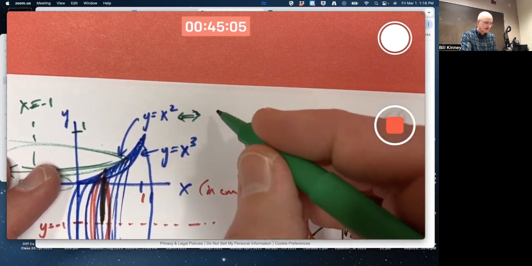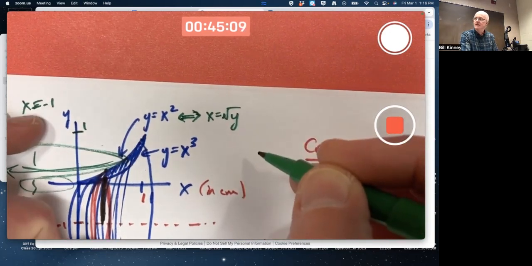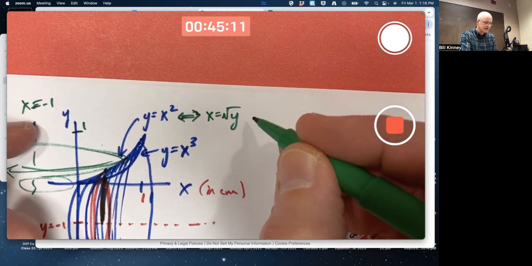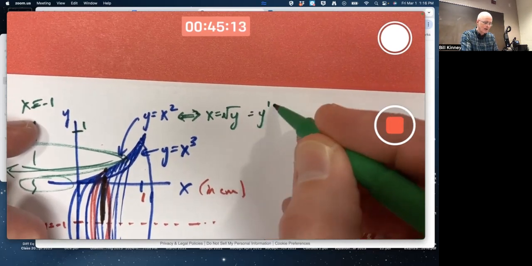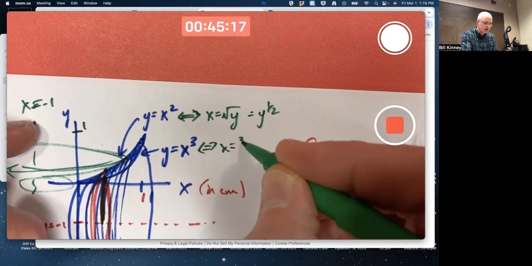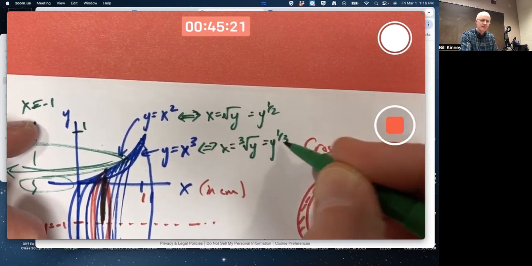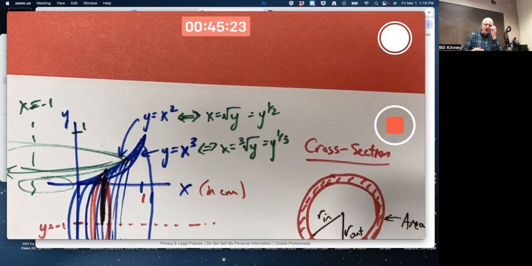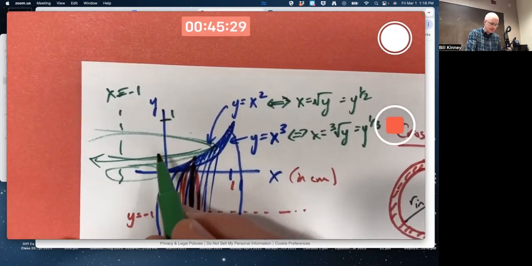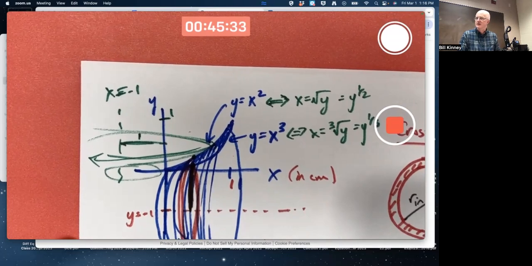This one is x equals square root of y. Y is positive here. Same as y to the 1/2. And this one is x equals cube root of y. Y to the 1/3. Those are going to be the functions that I need to figure out my inner and outer radii. I also do have to add 1 to them, to that distance right there, just like before.